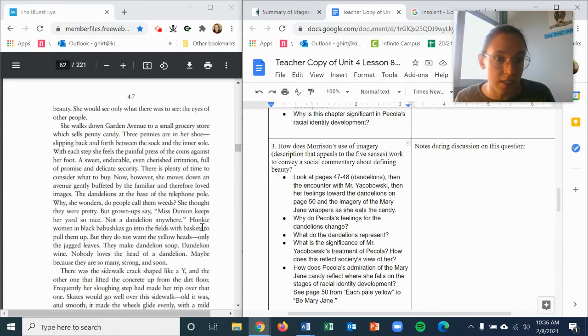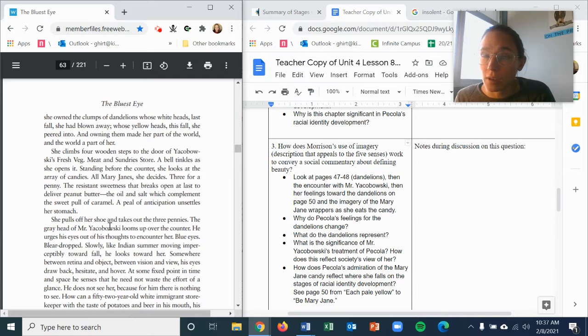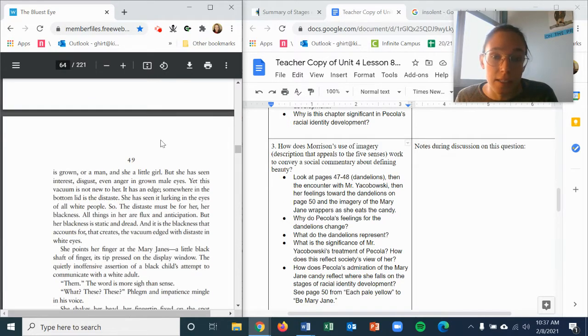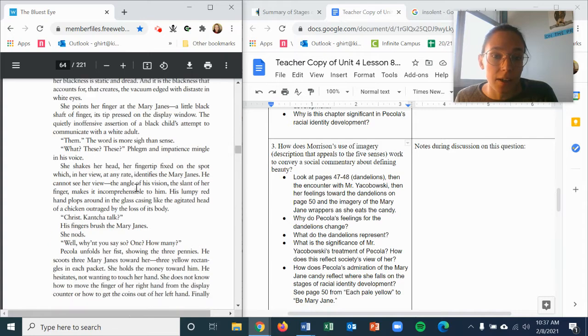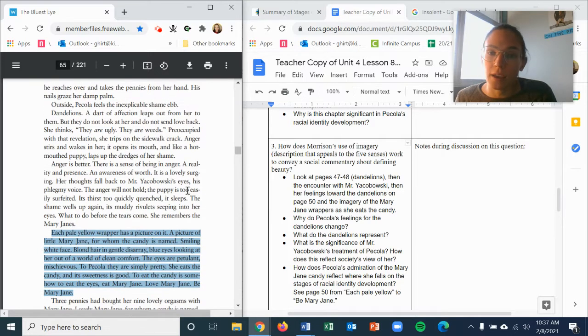First she wonders why people call them weeds, right? She thought they were pretty. So she's looking at the dandelions. Then she has this encounter with Mr. Jakubowski, the store owner. And then on page 50, we have a description of the Mary Jane wrappers. You'll notice that after this encounter, her feelings towards dandelions change. They are ugly. They are weeds.